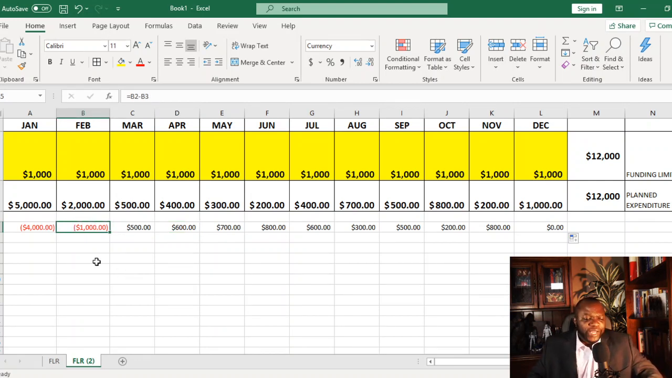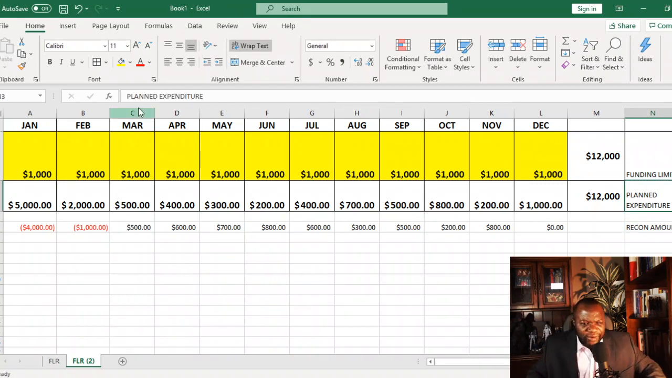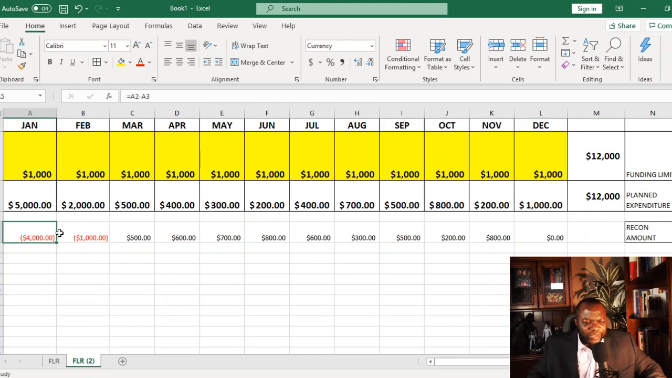So the summary is, this right here is the reconciliation. I just call it recon amount. This is the amount you need to reconcile right here. Okay? 4,000 and 1,000. How will you do that? As PMI tells you, it's by rescheduling the work.